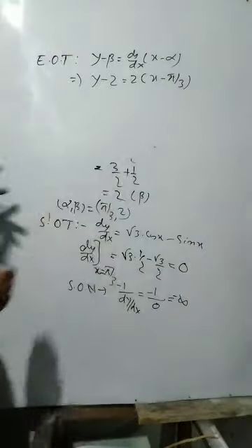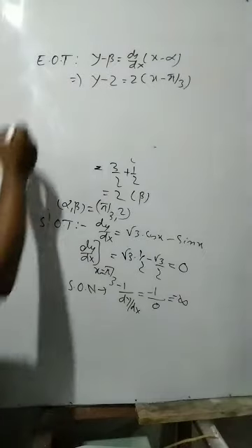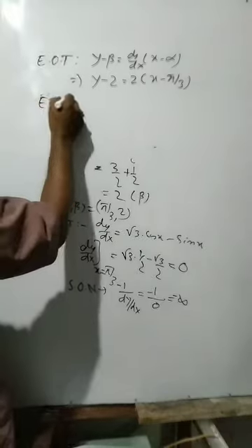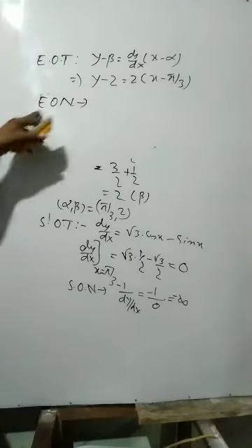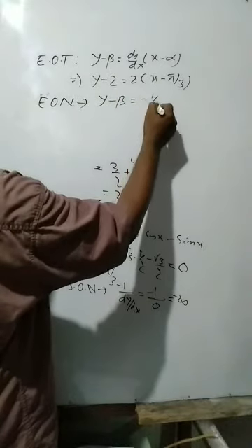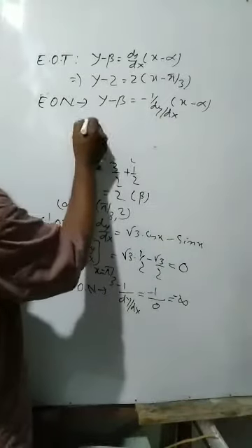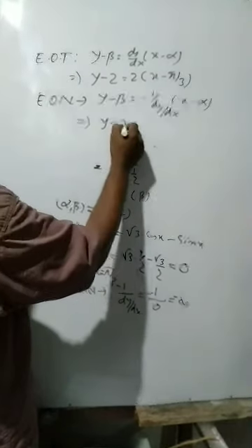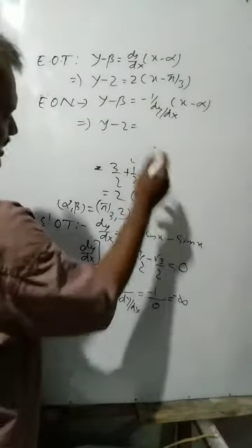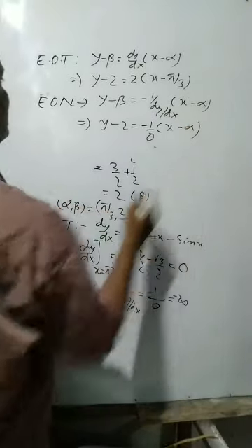And if you want to simplify, then you simplify by multiplying this, otherwise you leave it. Okay. Then equation of the normal, EON, means equation of the normal. The formula is y minus beta is equal to minus 1 by dy by dx into x minus alpha. So instead of dy by dx, the slope of the normal came minus infinity or minus 1 by 0. Minus 1 by 0 into x minus alpha.